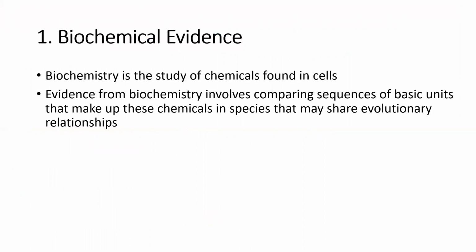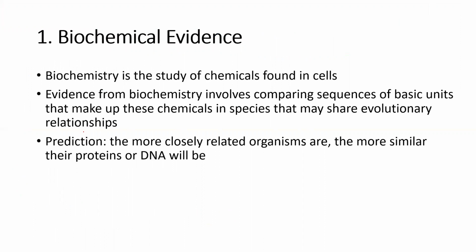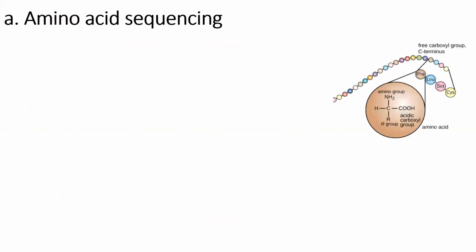Okay. So biochemical, study of chemicals found in cells, involves comparing sequence of basic units. And often, obviously, the main one is going to be DNA. But the amino acid sequencing is interesting. Here is the amino acid for, and you remember, proteins are made up of amino acids, and the sequence determines the protein, which then determines the structure of the protein.